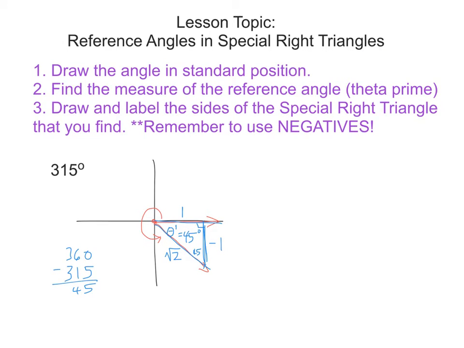And at this point, that is all we are going to do with these, is we're going to find out which special right triangle it is, and we are going to label the sides. And we'll add to that more in the next lesson. Let's try one more.